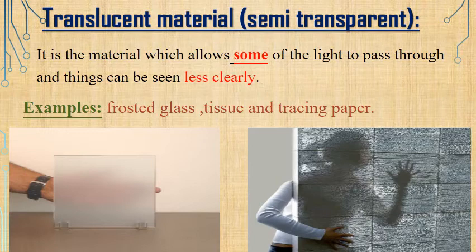It's not like the normal glass that you can see behind clearly. No, it's something like this surface in front of you. Also tissue paper. Tissue paper is considered as a translucent material because it allows some of light to pass through it, and objects behind can be seen less clearly. The third example is here, tracing paper, and tracing paper is known as butter paper.